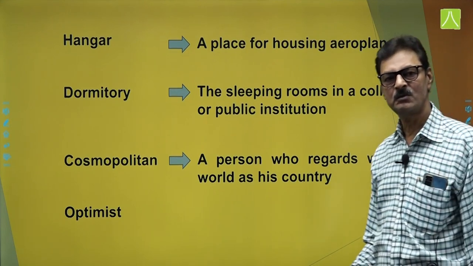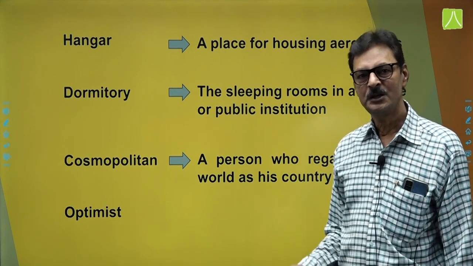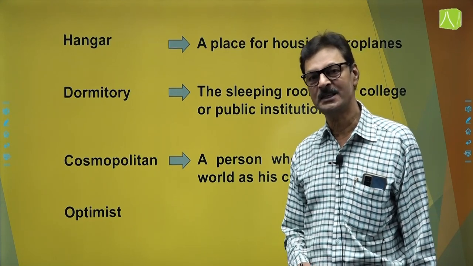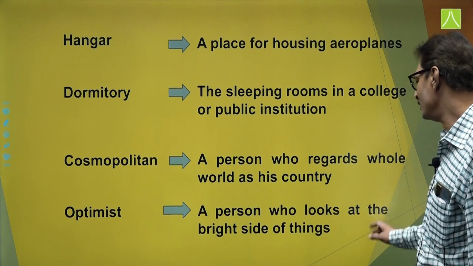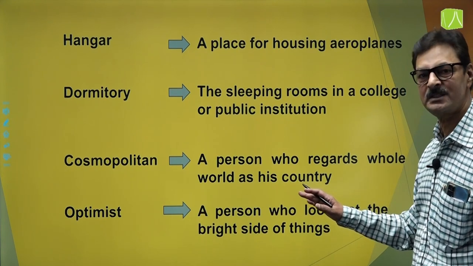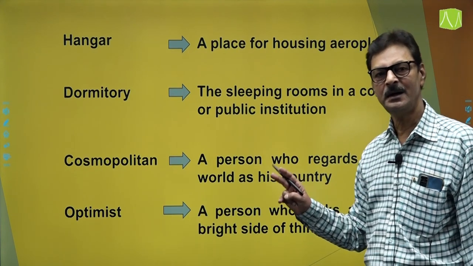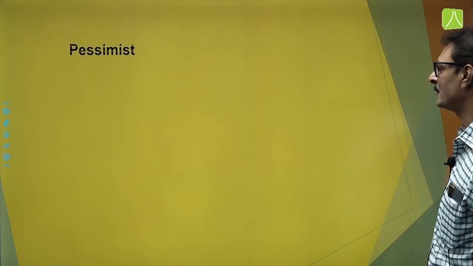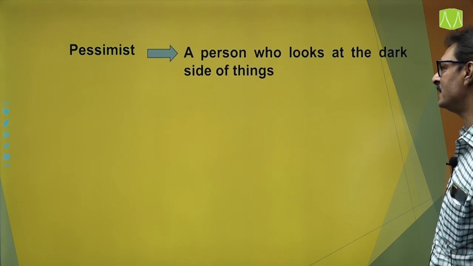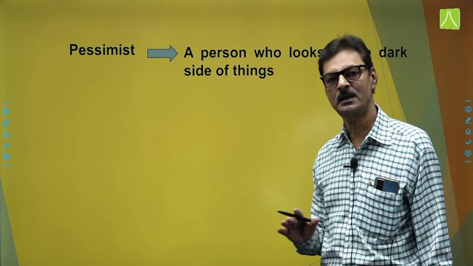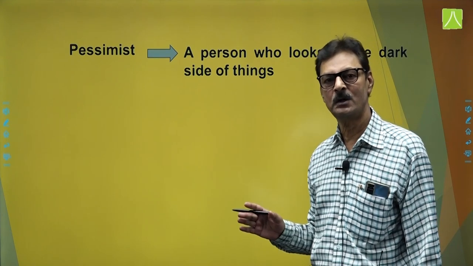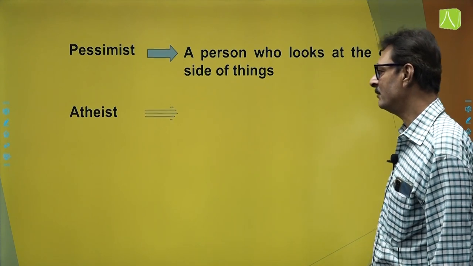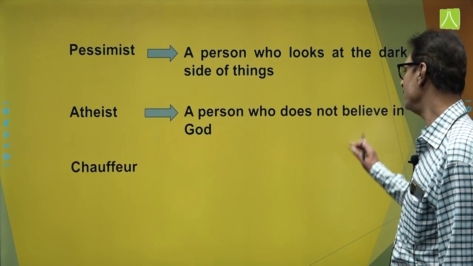Optimist, yes friends, what is optimist? You all should always be optimist in life. One who always sees the brighter side of life is an optimist. What will be its opposite? Pessimist. Never be pessimist in life. A person who always looks at the darker side. Atheist, we have done. A person who does not believe in God.